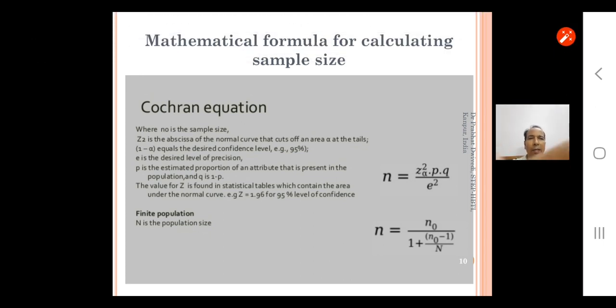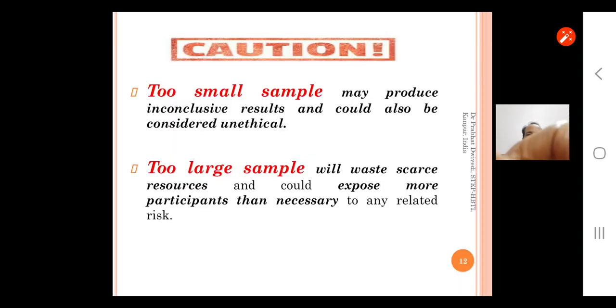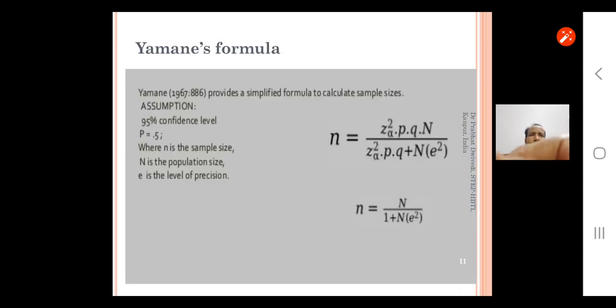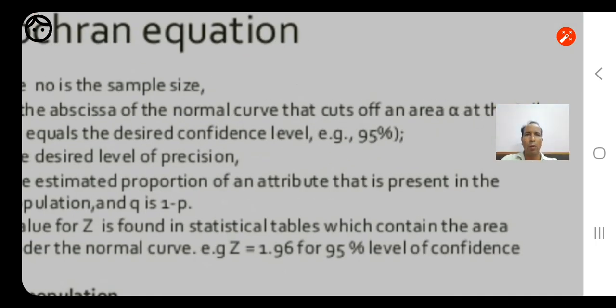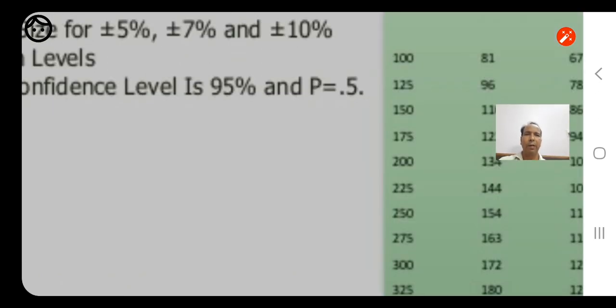We can just enlarge this slide and go through it. Taking the slide back. Yeah. Now, see, a small n denotes sample size. This denotes sample size.